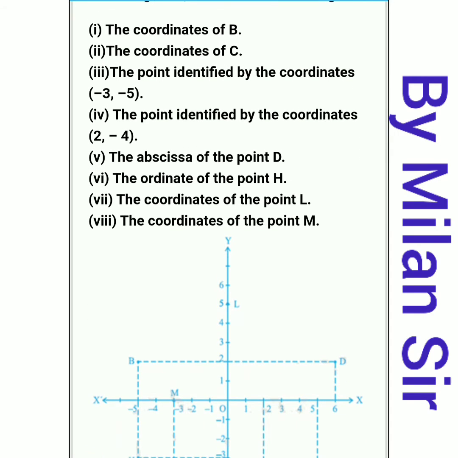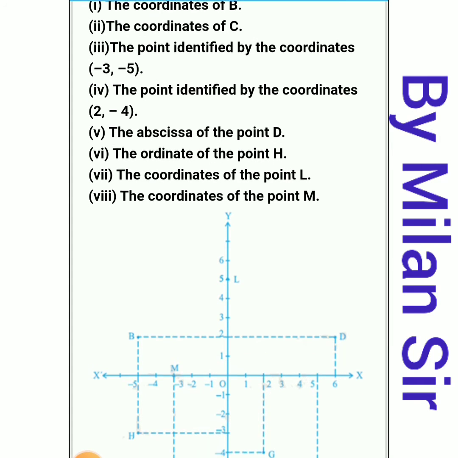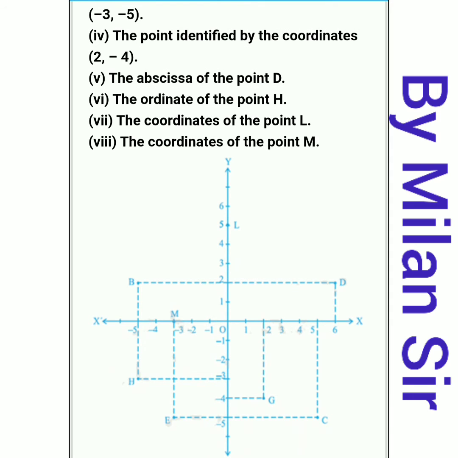Then question number 3. The point identified by coordinates minus 3 and minus 5. Both have a negative sign. That means this point is present in the third quadrant. First of all, minus 3. So the x coordinate is minus 3 here, and the y coordinate is minus 5. It is here, right? Now just draw one vertical and one horizontal line. These two lines intersect at this point. Okay, and this is our E point.